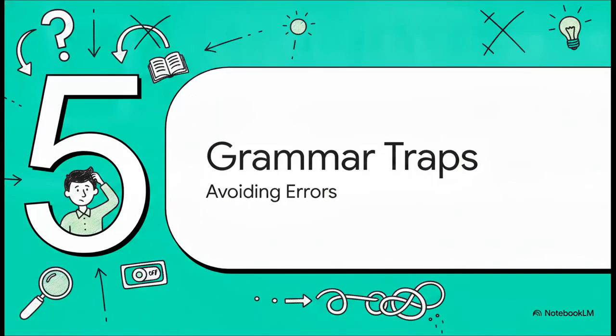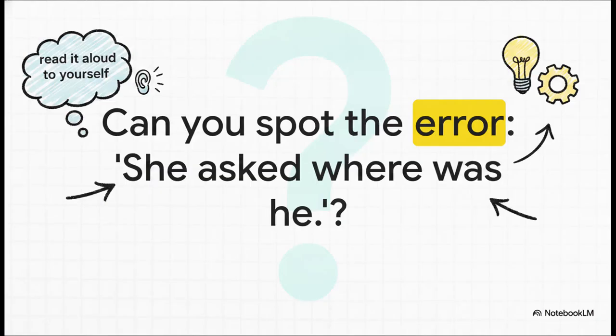Section 5. Avoiding common grammar traps. Okay, we definitely need to dive into the pitfalls here, because honestly, even advanced learners stumble on the dreaded word order inversion. I'm going to pause for just a second. I want you to look really closely at the verb placement here and see if you can mentally fix it. Actually, read it out loud to yourself. She asked where was he. Does it sound just a little bit off?